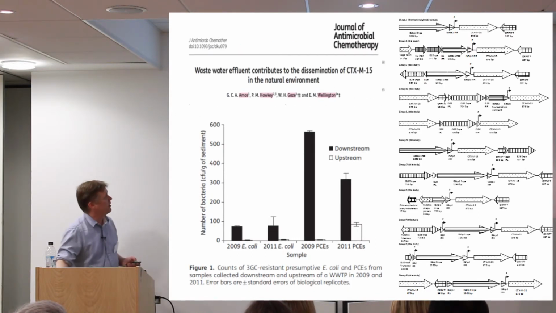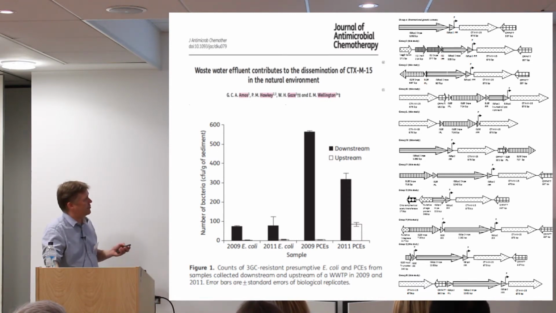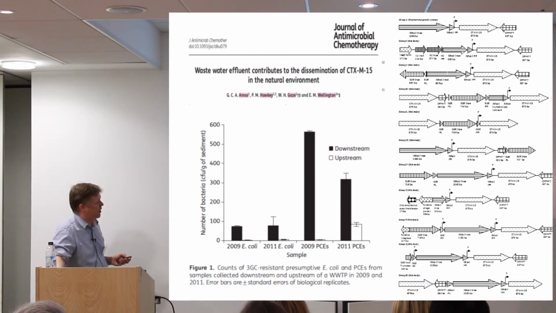So dissemination, this is from Greg Amos's work. This graph just shows downstream and upstream of a wastewater treatment plant for E. coli and for enterics in 2009 and 2011. So basically it shows that downstream of the wastewater treatment plant, there are much higher numbers, and this is of third generation cephalosporin resistance, much higher levels downstream in E. coli and in enterics than upstream.